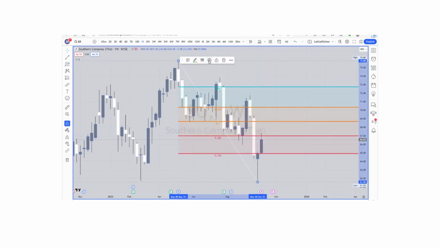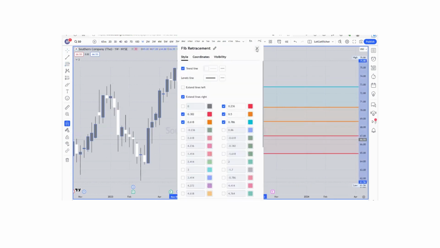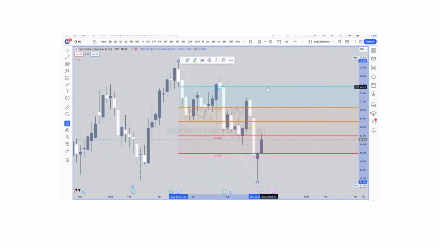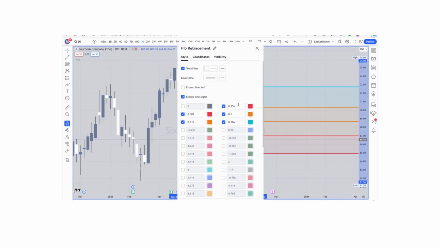Now to go to the settings, you can either click settings here on this gear, or you can double click it and it'll pull up the settings. Here, you want to make sure you have those levels on that we talked about, and you see all these other Fibonacci levels that are in here, but these are the basic ones that you should have.